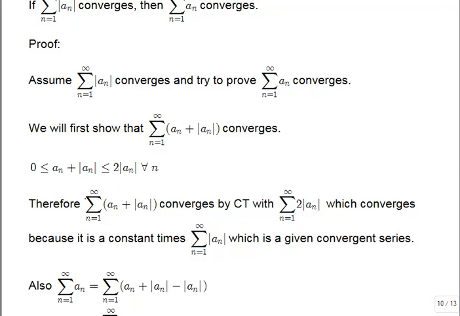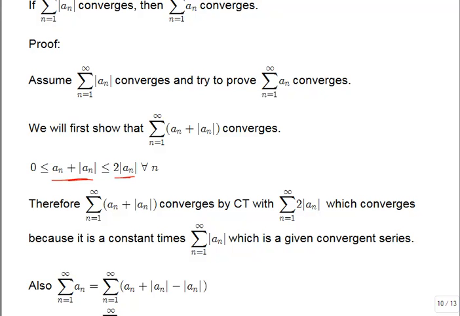So that means that this series that we have on the left here, which is the smaller series, must converge by the direct comparison test, since we know that this converges since it's just a constant times a convergent series. We already assumed that the absolute value series converged, so 2 times it will still converge as well. So by the comparison test, the smaller series must converge if the bigger series converges. Okay, so now we've just proven that a sub n plus the absolute value of a sub n converges.